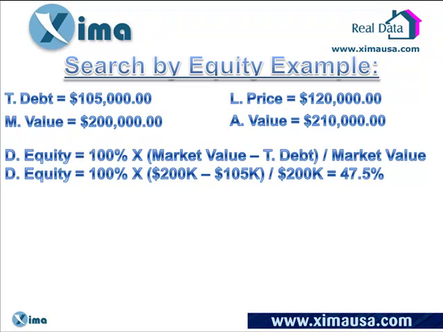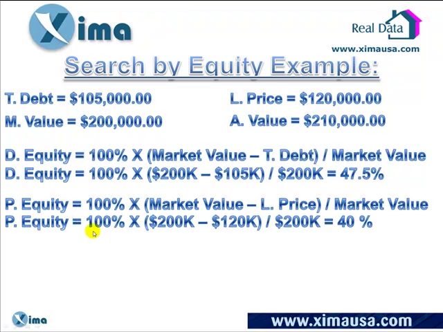Now if I wanted to calculate the potential equity, I would multiply 100% times the property's market value, which is $200,000, minus the property's listing price, in this case $120,000, and I divide it by $200,000. I get approximately a 40% potential equity ratio, meaning that in between the listing price of this property, $120,000, and the market value, $200,000, there is a 40% gap.